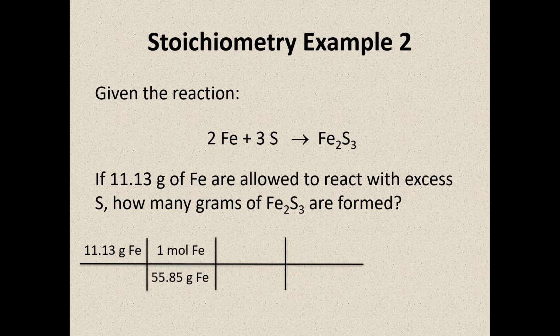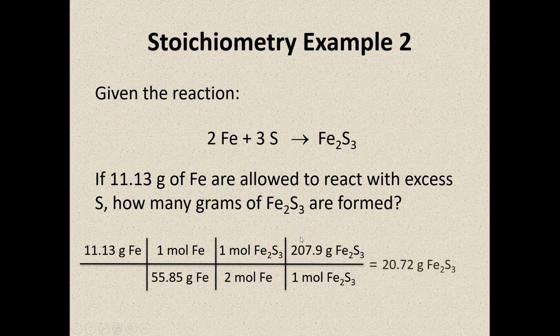So we're converting grams of iron to moles of iron. We're converting moles of iron into moles of iron sulfide using the coefficients from the balanced equation. And then we are converting moles of iron sulfide into mass of iron sulfide using the molar mass of iron sulfide, and we get 20.72 grams of iron sulfide.